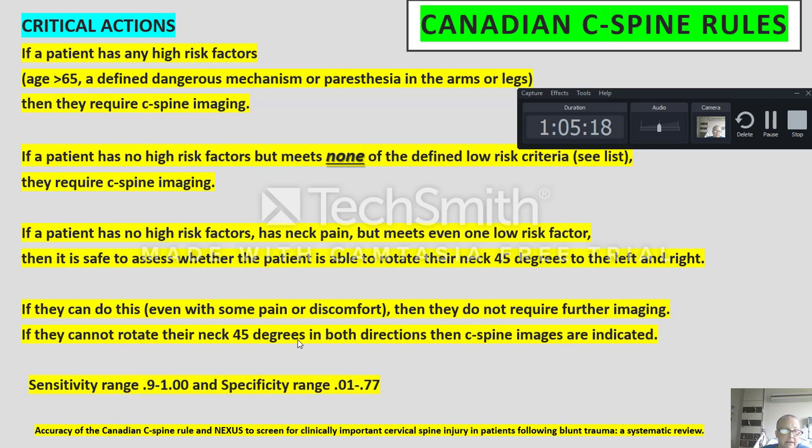So, this sensitivity and specificity range is very wide. Look at that. That's very wide. Well, this is 90 to 1. So it looks like the sensitivity is better than the specificity. Interesting.